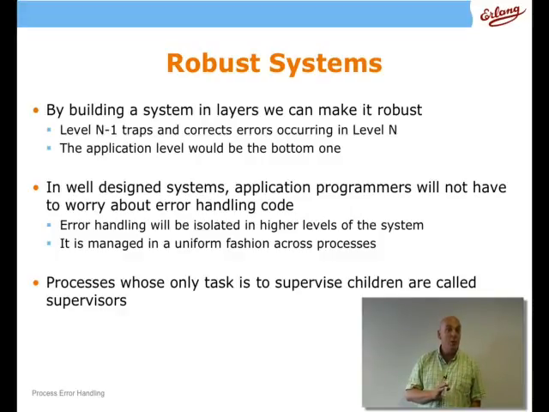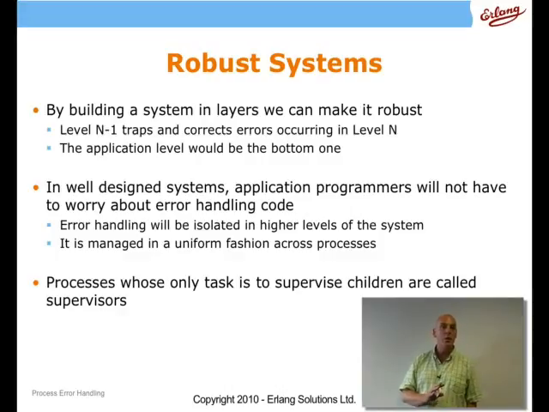And again, this is supported by some of the Erlang libraries and design patterns: application programmers should not have to worry about the error handling code. This code should be isolated in higher levels of the system. So application programmers deal with the normal case, the unexceptional case, and exceptional cases are dealt with uniformly across the system by the higher level architectural layers.